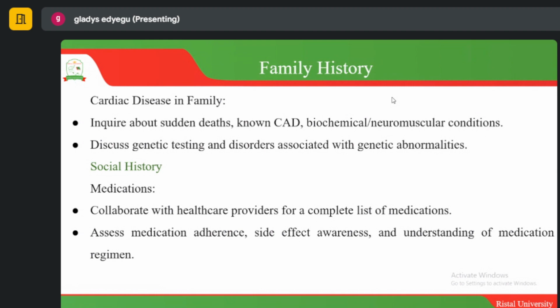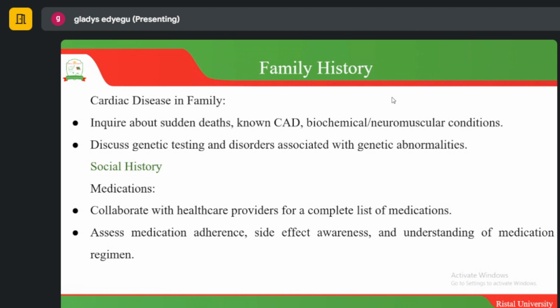They'll tell you. Then also discuss the genetic testing and disorders that are associated with genetic abnormalities. Some of these people can be having such abnormalities in relation to their genes, and this can predispose them to some of these conditions, and can be through the family line. So when you talk to them in relation to family history, be keen enough to ask questions that are relevant for you to identify the problem with your client.